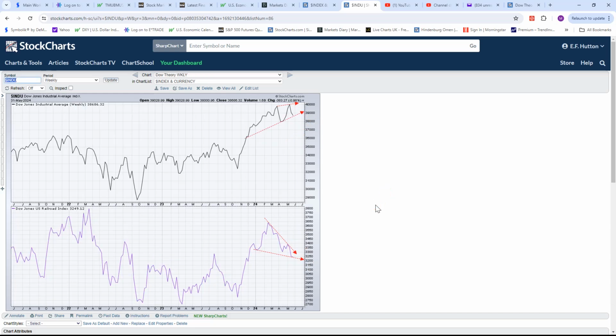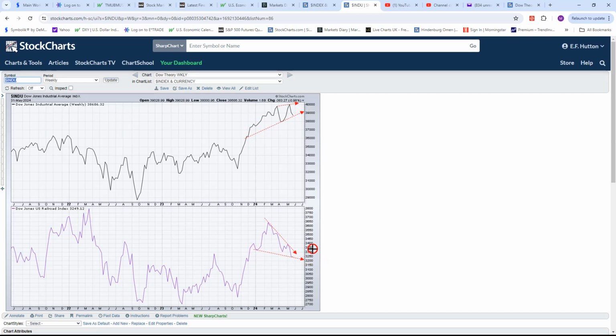And the weekly chart for the comparison, railroad index on the bottom, Dow Industrials on the top, corroborates the daily thesis of bearish divergence on the top here, with the railroad index not corroborating the bullish trend for the industrial averages.